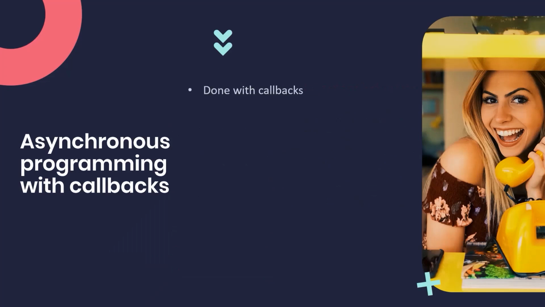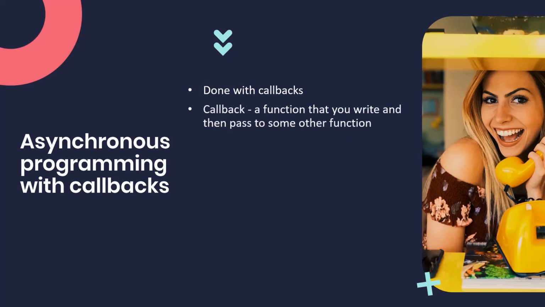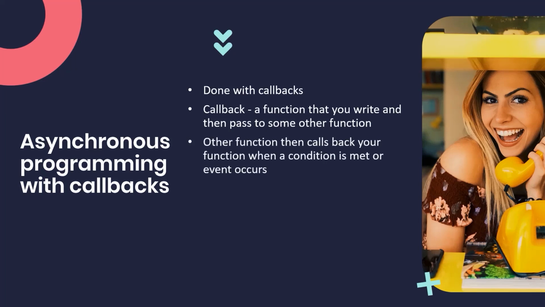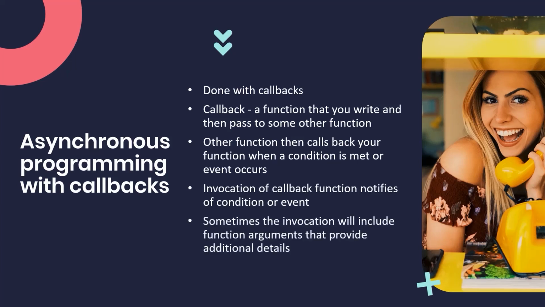At its most fundamental level, asynchronous programming in JavaScript is done with callbacks. A callback is a function that you write and then pass to some other function. That other function then invokes or calls back your function when some condition is met, or some asynchronous event occurs. The invocation of the callback function you provide notifies you of the condition or the event, and sometimes the invocation will include function arguments that provide additional details.